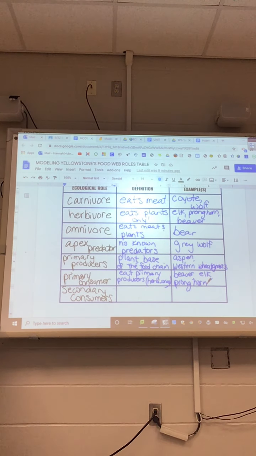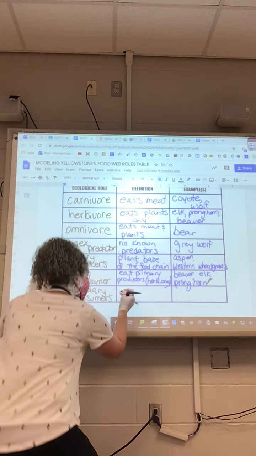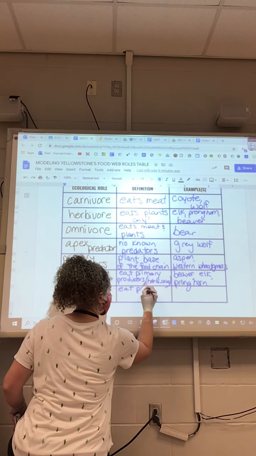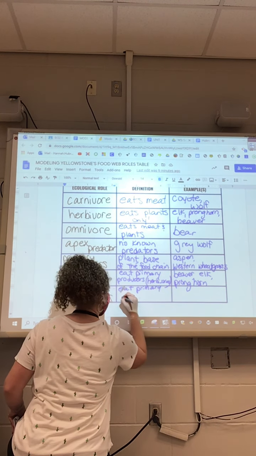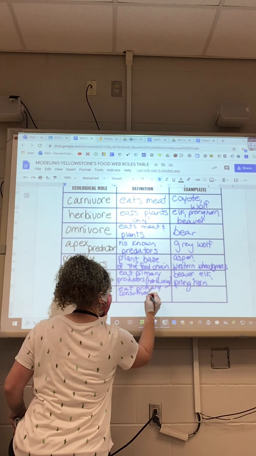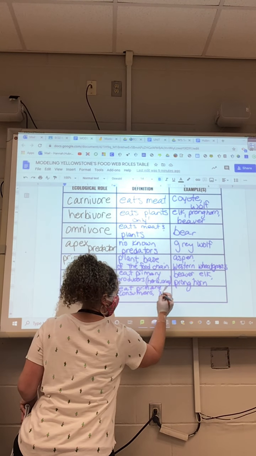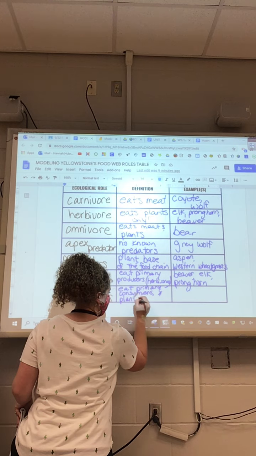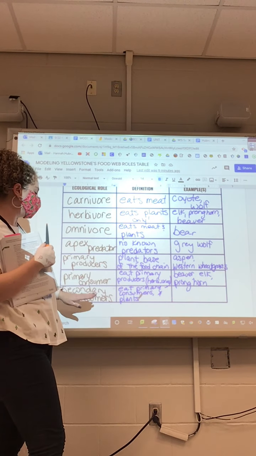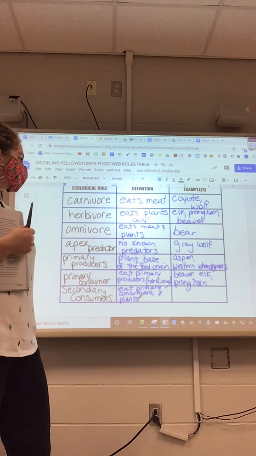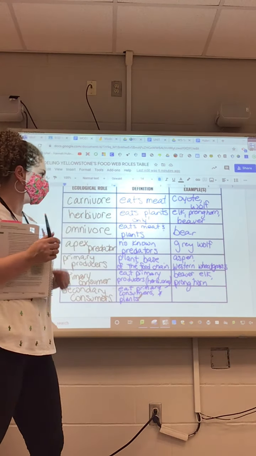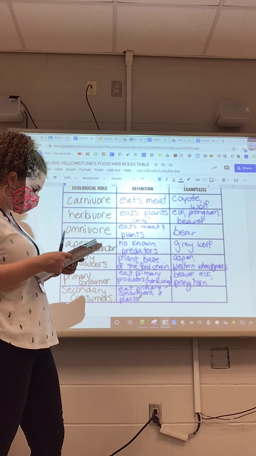All right, secondary consumers. Eat primary consumers. But they also might eat plants. So omnivores and carnivores fall under secondary consumers. So what would go here? Wolf. Coyote.